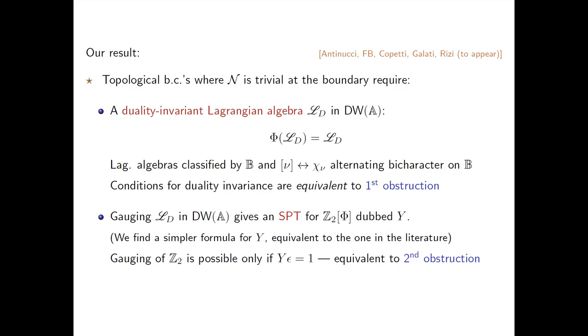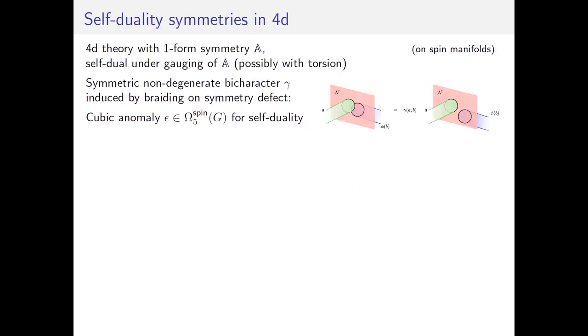And only if they cancel each other, then this can be gauged. And in fact, this turns out to be equivalent to the second obstruction. So this is a description of the anomaly that has a natural generalization to four dimensions. This is what we did.